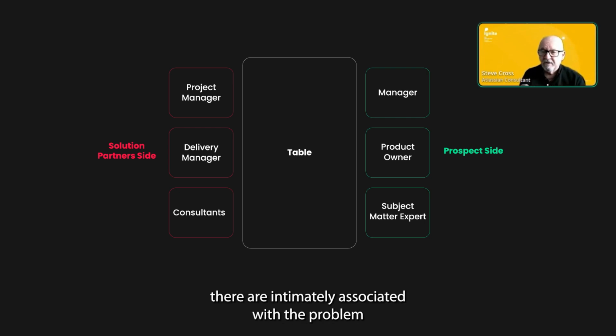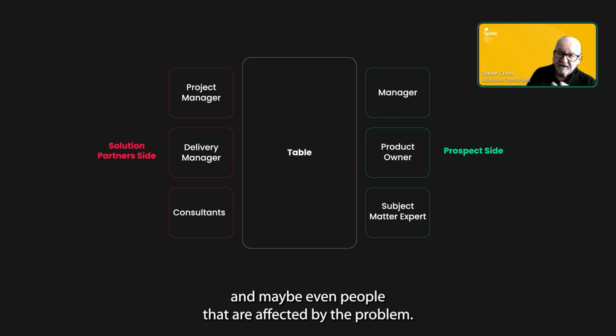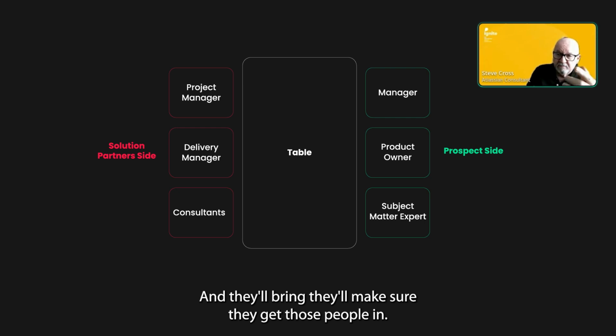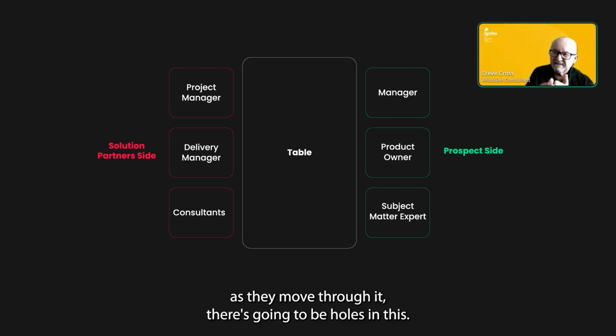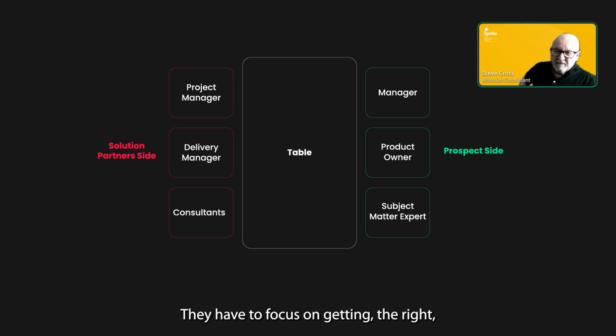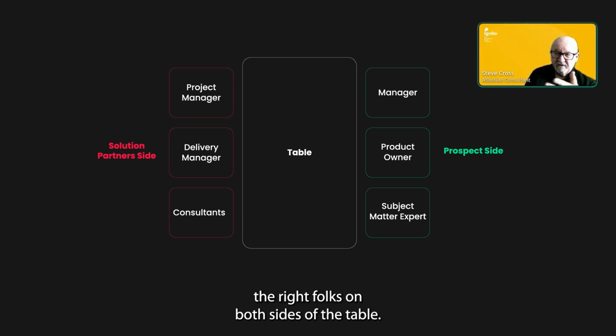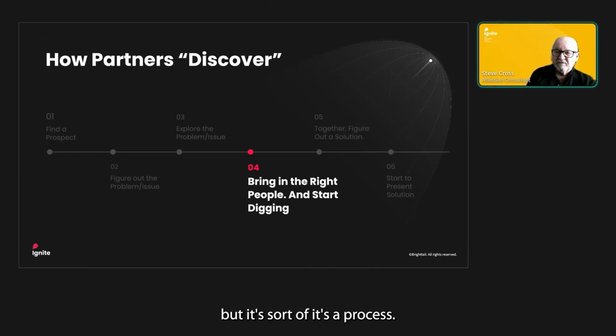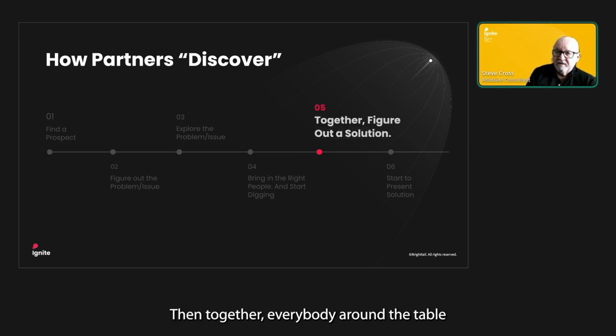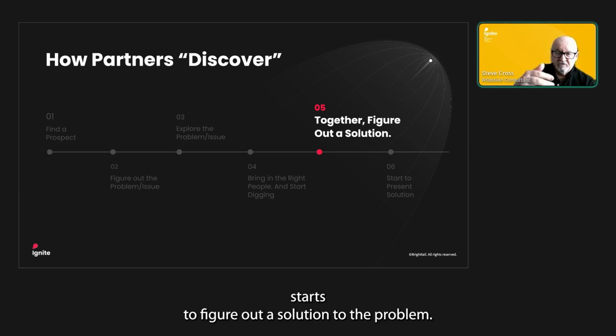So the people they're intimately associated with the problem, and maybe even people that are affected by the problem, and they'll make sure they get those people in. And if they don't, then frankly, as they move through it, there's going to be holes in this. So they actually have to really concentrate. They have to focus on getting the right folks on both sides of the table. And it's sort of I don't know if it's a science or an art, but it's a process. Then together, everybody around the table starts to figure out a solution to the problem.